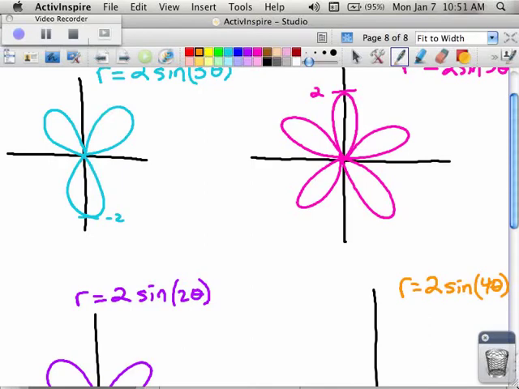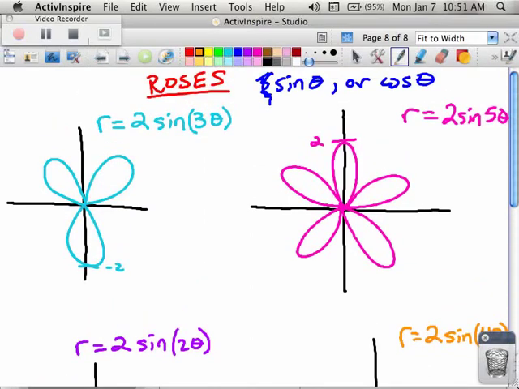Okay, so what I was hoping you would notice, first of all, in every single case out of these 4 equations, the number preceding the trig function was a 2. What does that mean? Length. Length of? Petal. The 2 in front of the trig is the length of the petal.